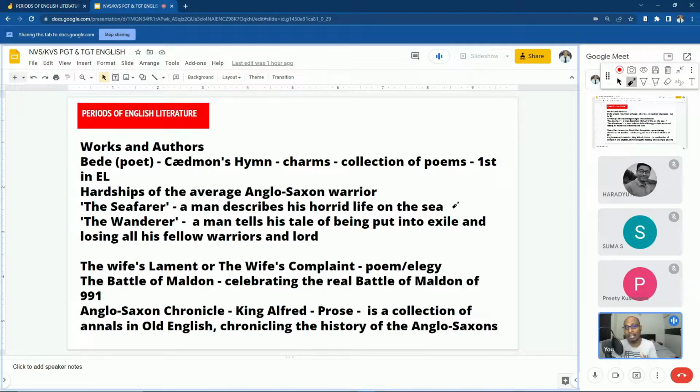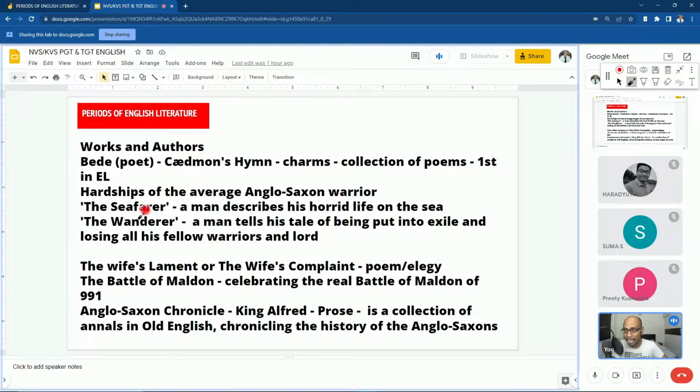When they travel on the sea for months together to conquer the foreign lands, what kind of problems did they face? All those things are explained in this poem. The name of the poem is The Seafarer. And the second one is The Wanderer. These are the available titles or available poems for our reference.